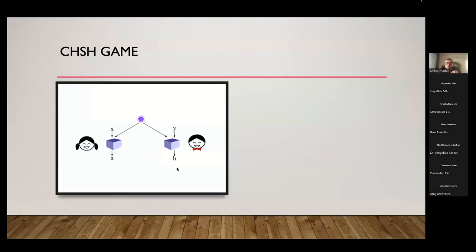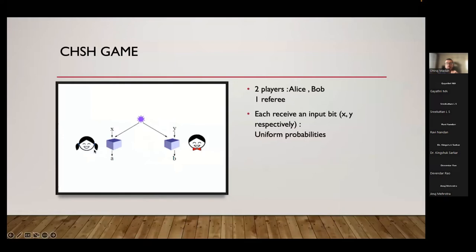The game is as follows: there are two players, Alice and Bob. You see Alice here and Bob here. And then there is a referee. Star is the referee over here. Each of these two players, Alice and Bob, receives an input bit, X and Y respectively. It's the referee who is providing them input bits.